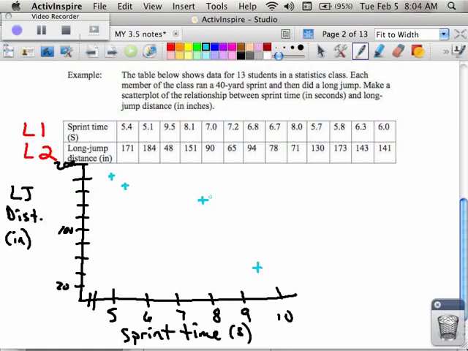At 7, I'm at 90. 7.2, I'm at 65. 6.8, I'm at 94. 6.7, 78. 8, I'm at 71. 5.7, I'm at 130. 5.8, I'm at 173. 6.3, 143. And then at 6, I'm at 141. Did I miss any?